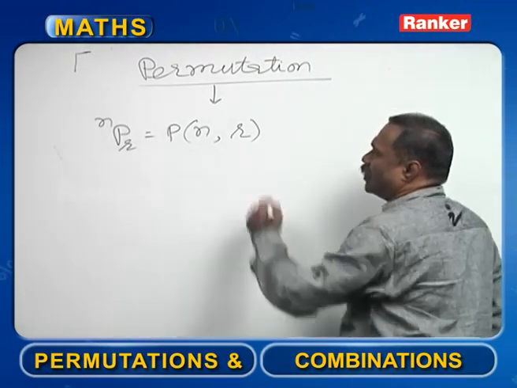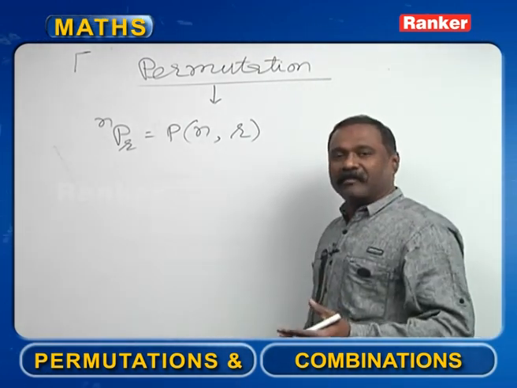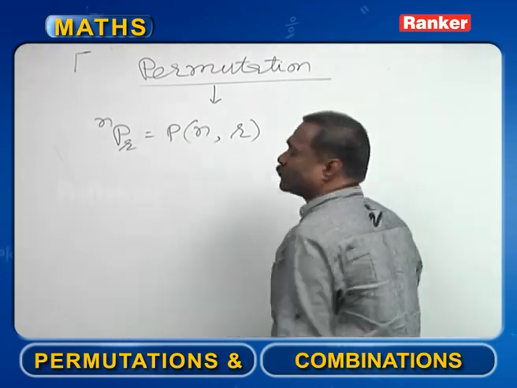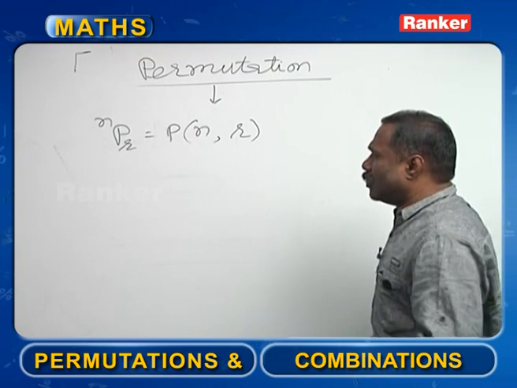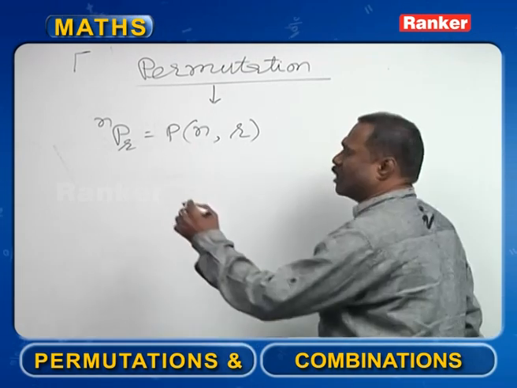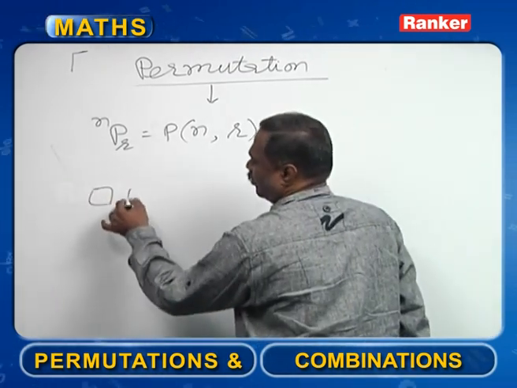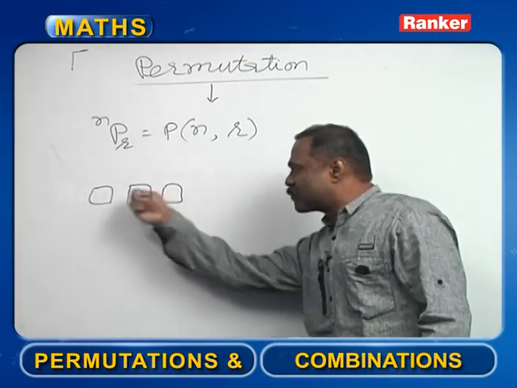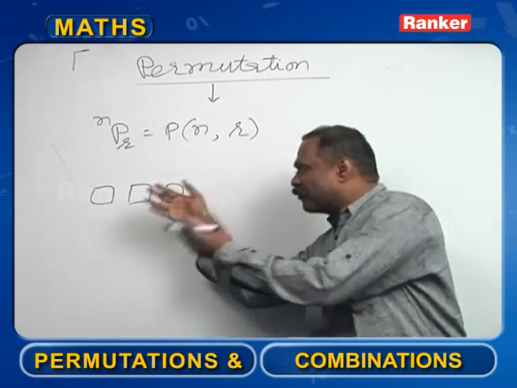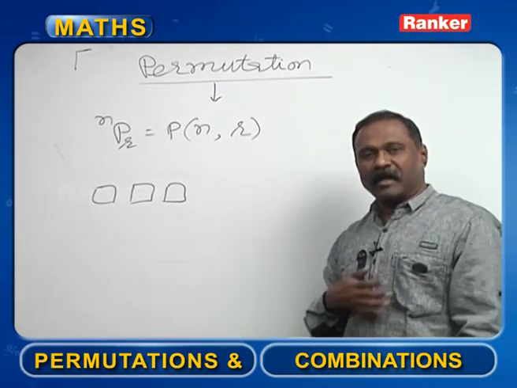Its formula we're going to derive now. We have seen yesterday in the principle of counting, whenever we are making the operations, we have considered the operations as different boxes or different blank places, and we have filled these blank places with different operations, and we have derived the final answer.